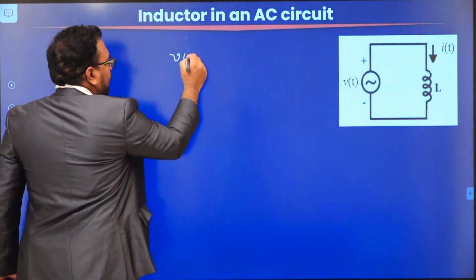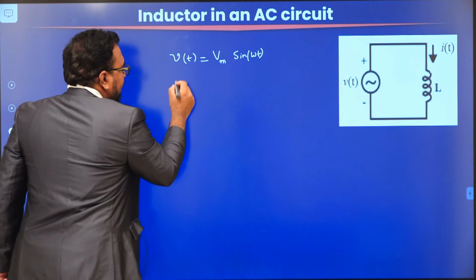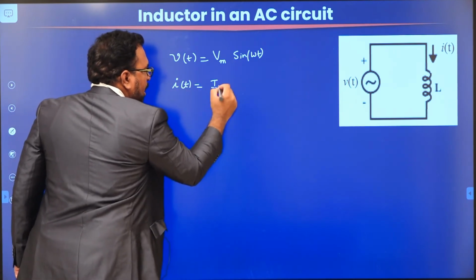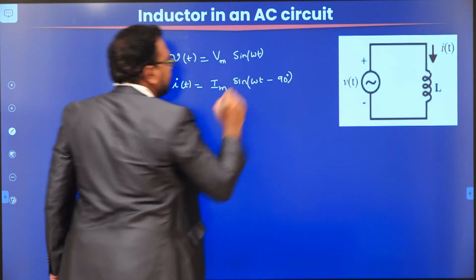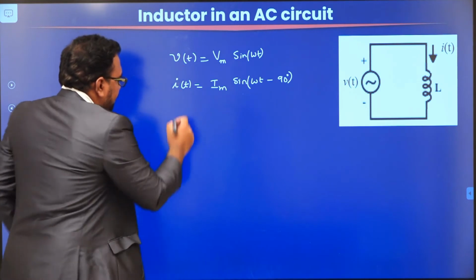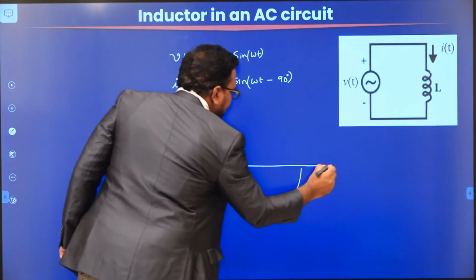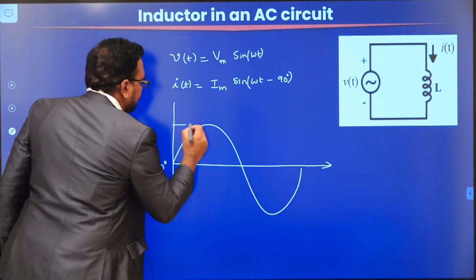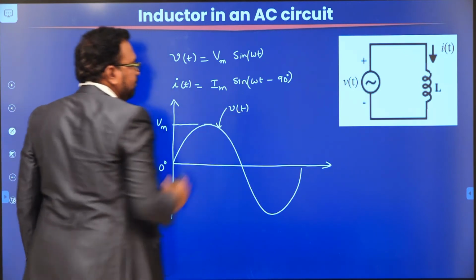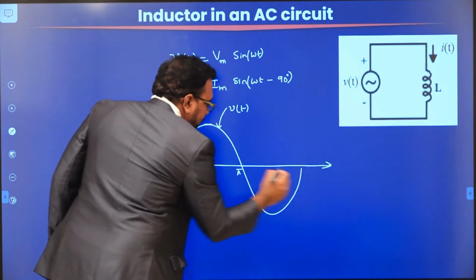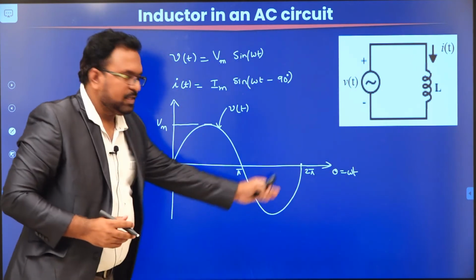So we have considered V of t as Vm sin omega t, and the obtained current expression is I of t is Im sin (omega t minus 90 degrees). So how will you represent this voltage waveform? That we already know. It starts at 0 degrees. So this is the expression for voltage. So this is pi and 2 pi. So this is the voltage waveform, so voltage sinusoidal wave.